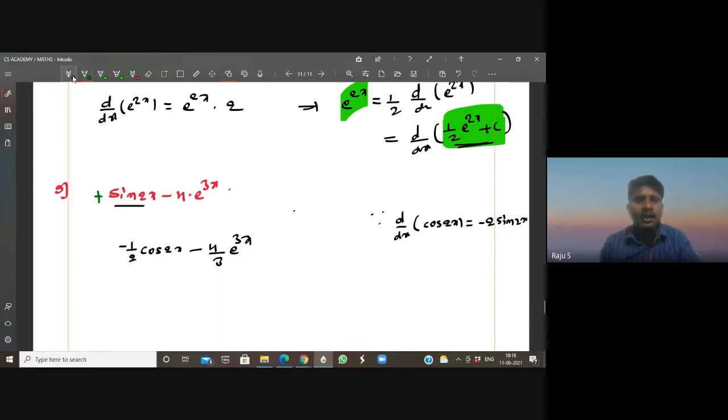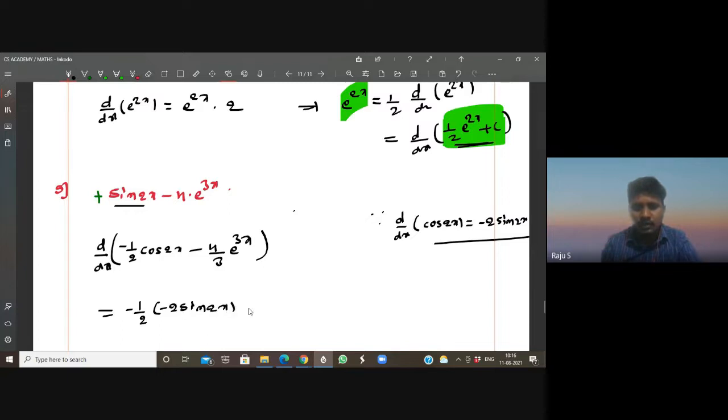Now if I consider this as the original function, minus 1 by 2 cos 2x minus 4 by 3 e power 3x, look here, when you differentiate whether we are going to get the same or not. Yes, same, because see here minus 1 by 2. What is the derivative of cos 2x? The derivative of cos 2x is minus 2 sine 2x.